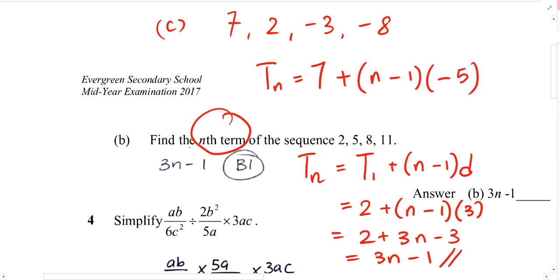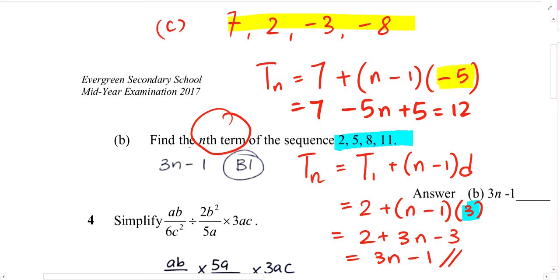-5. So you see, as long as my sequence goes downwards, it decreases, this will be a negative number. If it increases, it will be a positive number. So let us continue to evaluate. We get 7 minus 5n plus 5, which is 12 minus 5n.